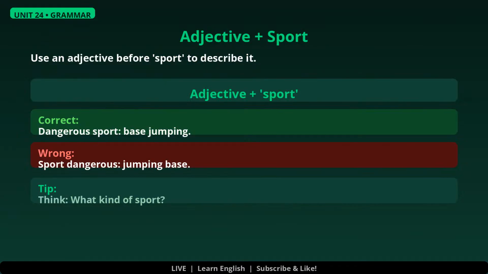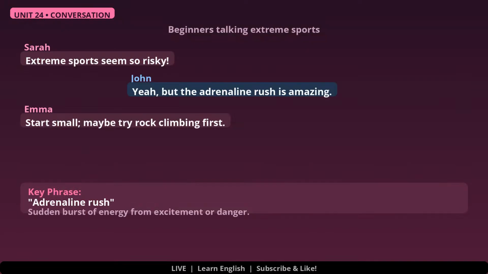Here's an important grammar point. Adjective plus sport. Use an adjective before sport to describe it. For example, dangerous sport, base jumping. A helpful tip, think, what kind of sport? Let's hear how people talk.